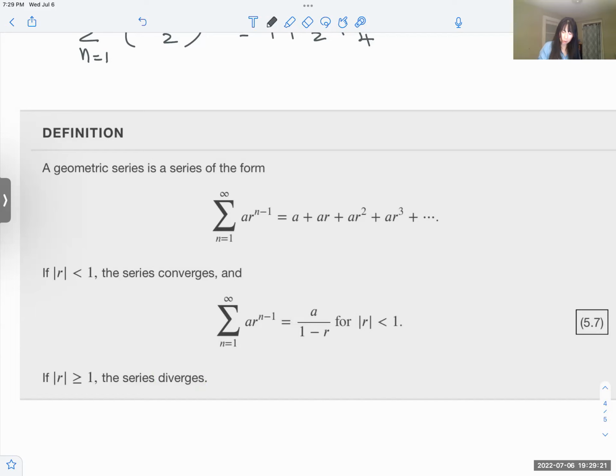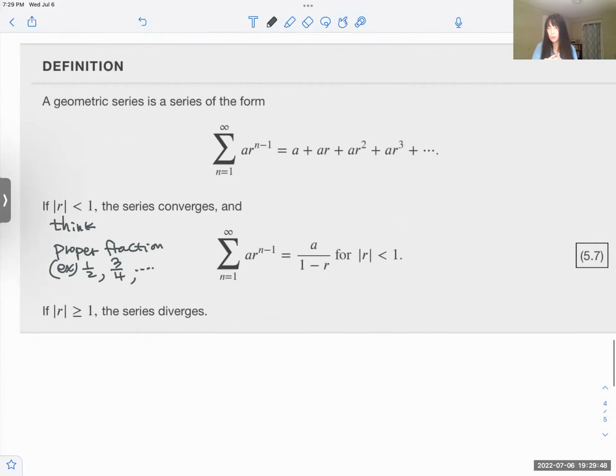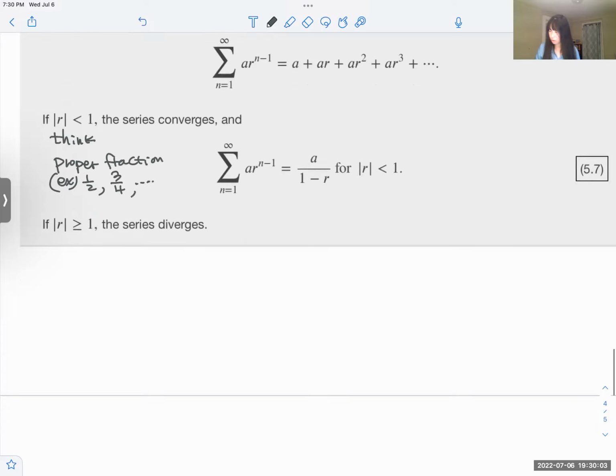So look, less than 1 means think proper fraction, right? So examples like 1/2, or 3 over 4, like that, okay? Okay, so let me prove. Assume r is not equal to plus minus 1, okay? If r equal to plus minus 1, then we say that there is a divergence.